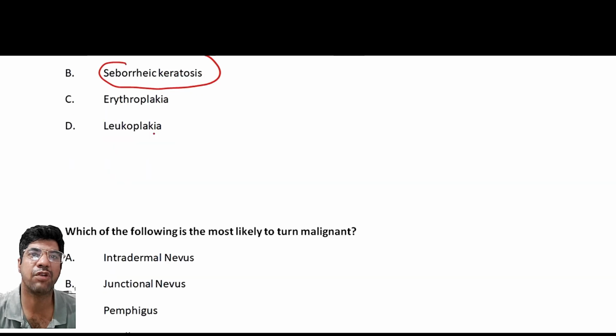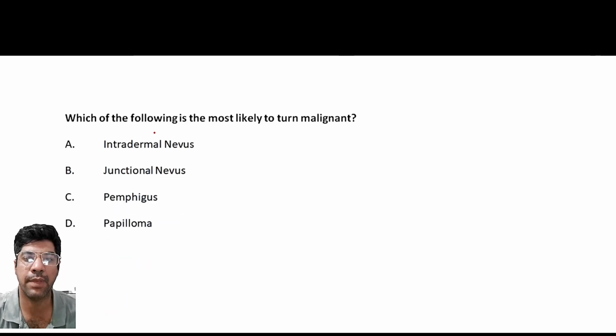Moving to the next question. Which of the following is most likely to turn malignant? It's the junctional nevus. In the intradermal nevus, the nevus cells are situated within the connective tissue and are separated from the overlying epithelium by a well-defined band of connective tissue, and are not in direct contact with the surface epithelium. So your answer would be B.